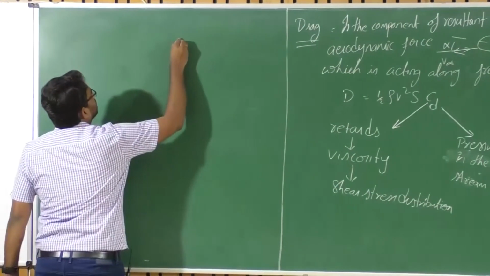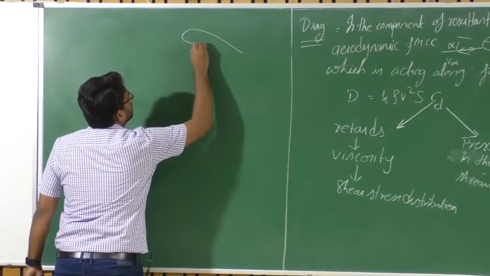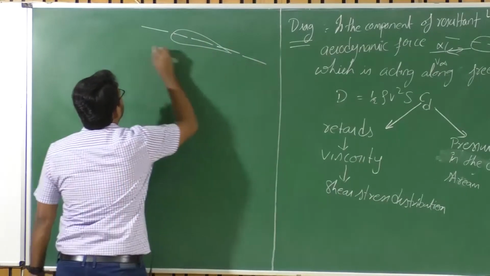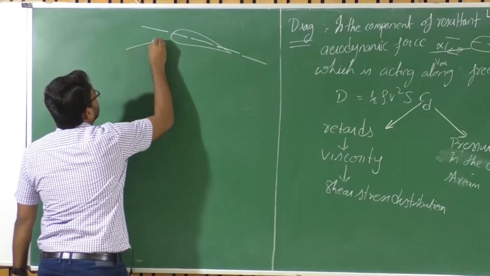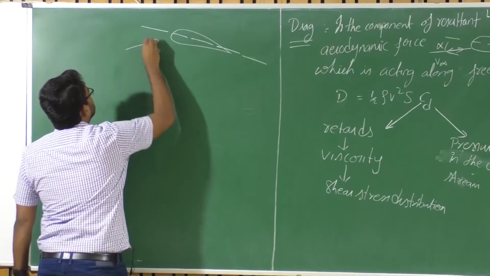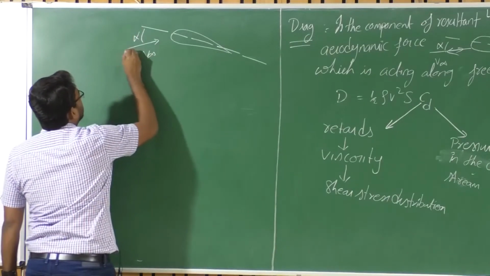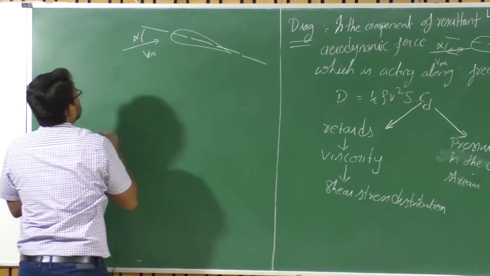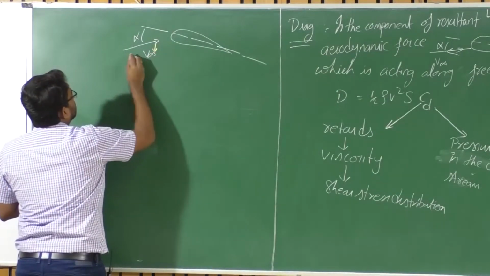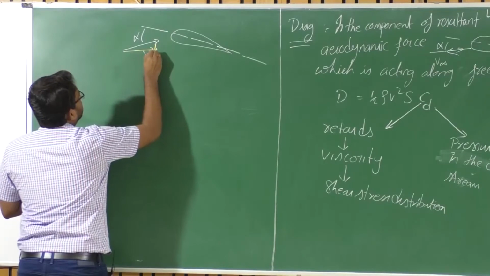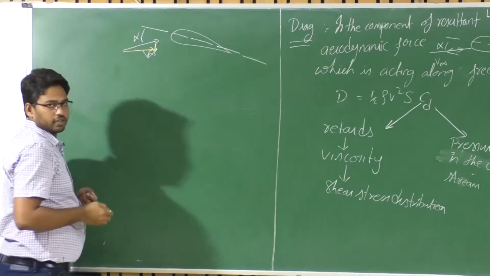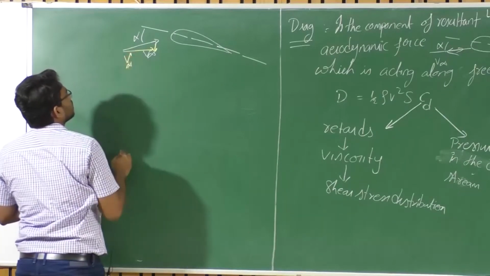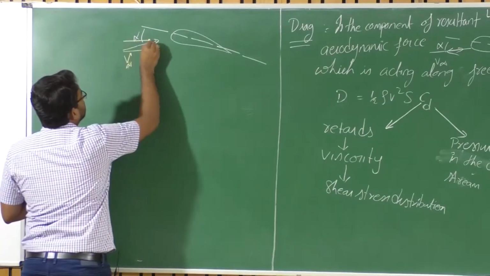For example, consider an aerofoil which is oriented at a certain angle of attack, V infinity, at alpha. But due to the downwash, the resultant vector will be different here. So this is your V resultant, or V infinity prime, which is equivalent to this.